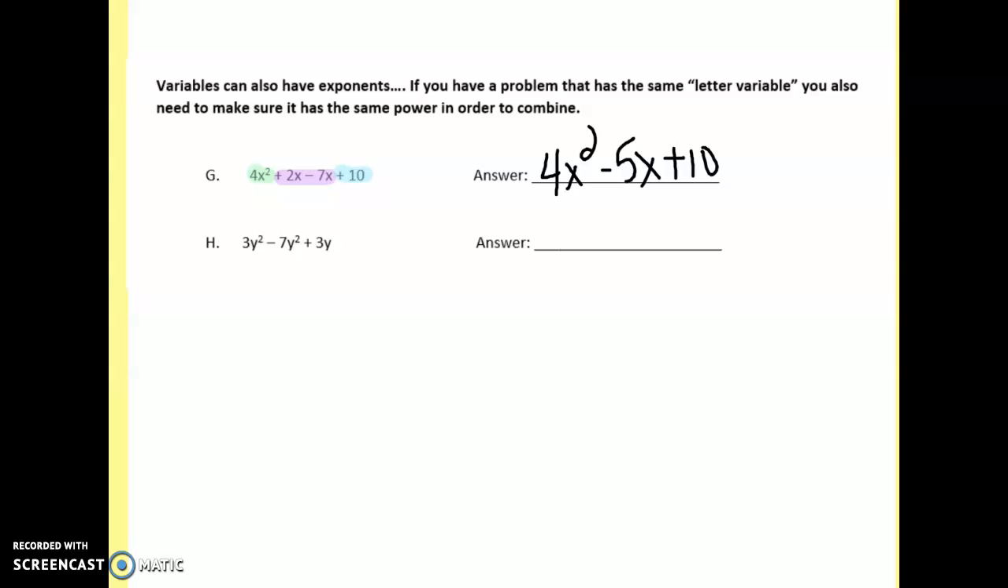One last one here at the bottom, just color coding, we've got a y, we've got a y squared, and then we have another y squared, so those are like terms. And then we have a plus 3y. Now again, y squared and y are different. Be careful when you put your numbers together. You're just looking at your coefficients, 3 and -7. The squared is your variable, so it comes along, but as a variable, it's not part of your computation. So 3 minus 7 is -4, y squared, and then plus 3y, my green term doesn't have anybody to combine with.